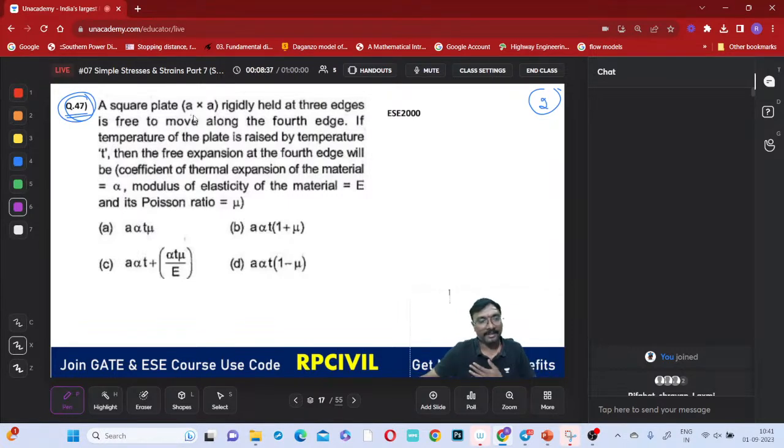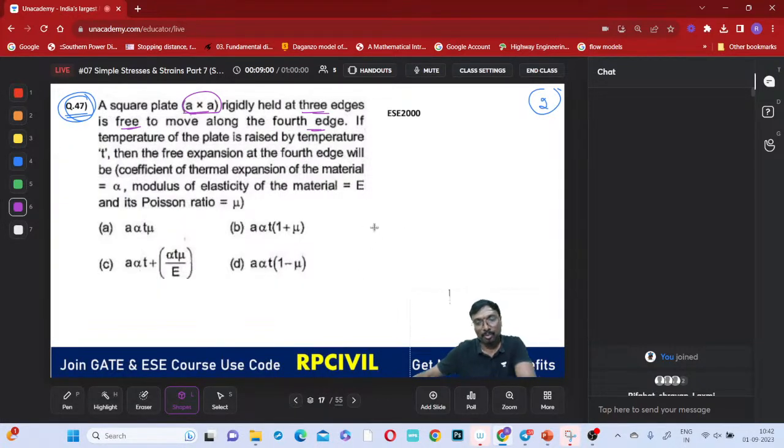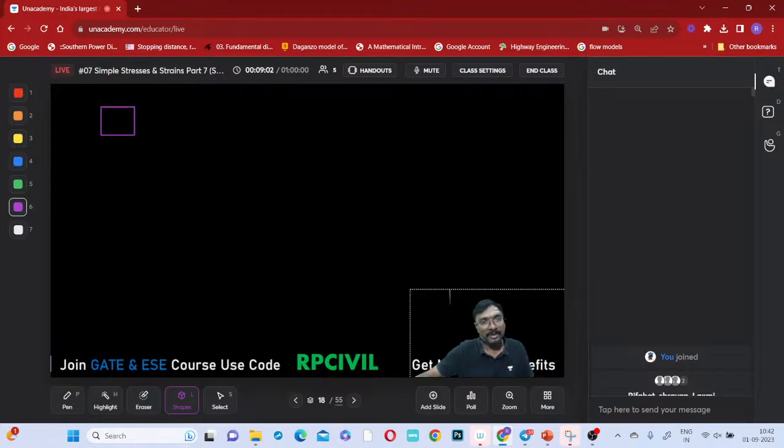So what is this here? A square plate A by A is rigidly held at the three edges and it is free to move along this fourth edge only. Along the three edges it is rigidly supported, but it is free to expand in how many directions? Only in one direction.